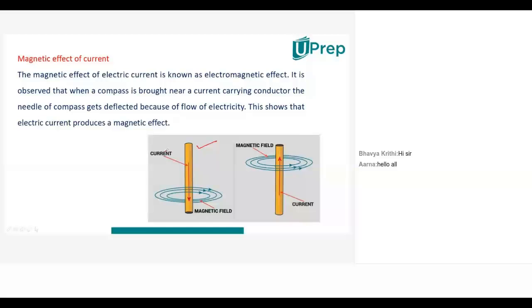So here also, whenever electric current is passing through the conductor, around it what will be produced? Magnetic field will be produced. And that magnetic field can be detected by placing a compass near to this particular rod. Do you know what a compass is? Magnetic compass. Yes, sir.